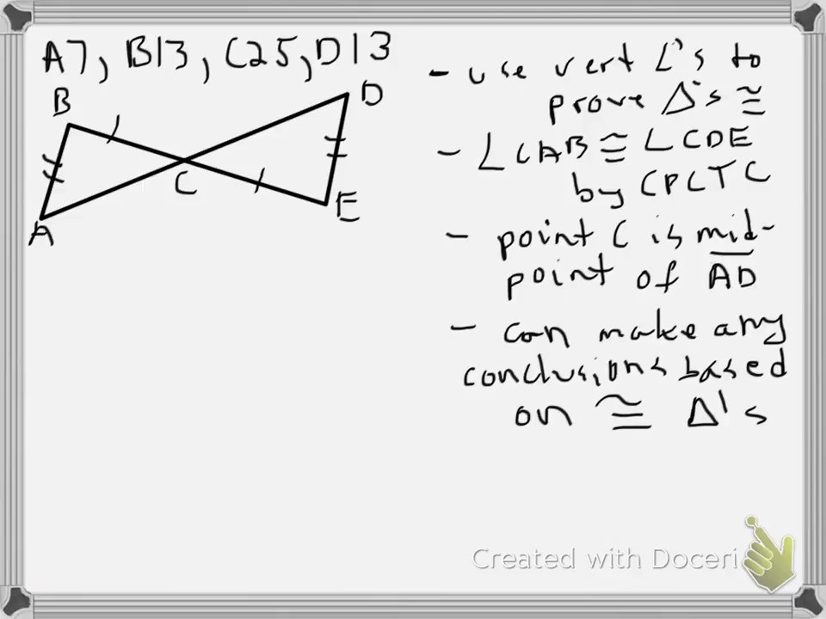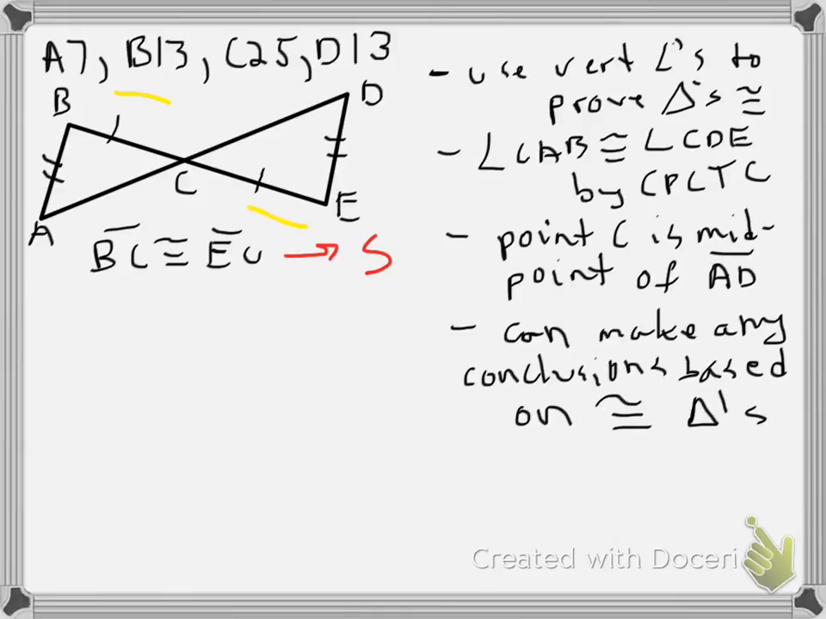Whoops, I'll change the color. Got a set of sides here. So we can write down BC is congruent to EC, and that's like an S. That's a set of sides.